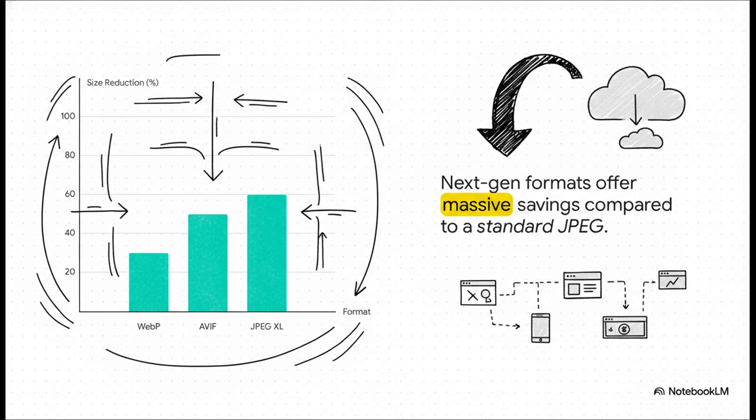And you can see here, the results are pretty wild. Compared to an old JPEG, WebP gets you a solid 30% smaller file. But then you get to AVIF and JPEG XL, and we're talking about cutting the file size in half or even more. That is a huge deal for web performance.